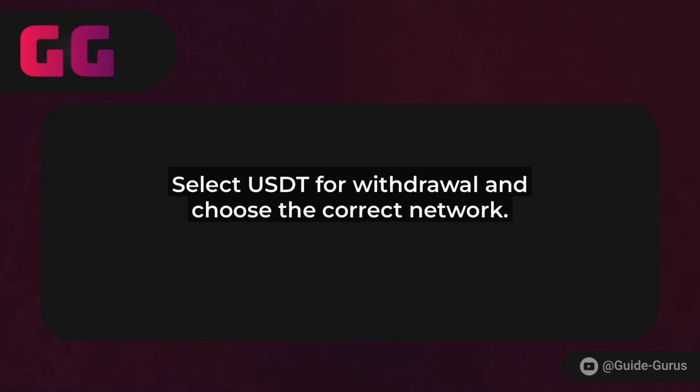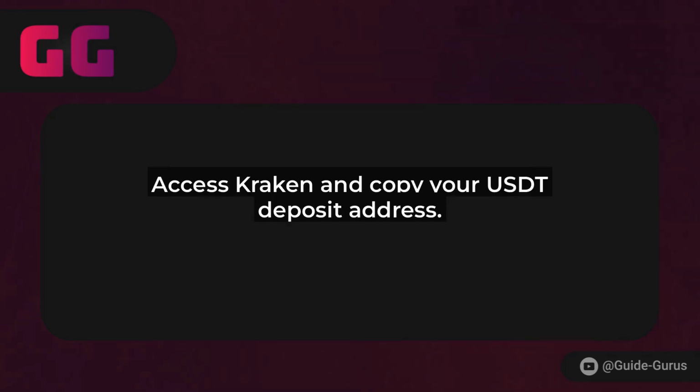Next, select USDT as the asset you want to withdraw. Pay close attention to the network you're using. For 2025, popular options might include Tron, TRC20, or Ethereum, ERC20, so double-check that it matches what Kraken supports to avoid any lost funds. Now, head over to your Kraken account.